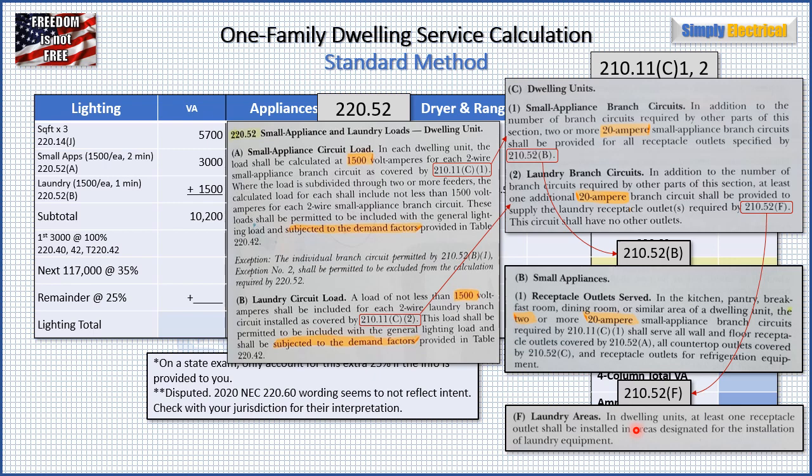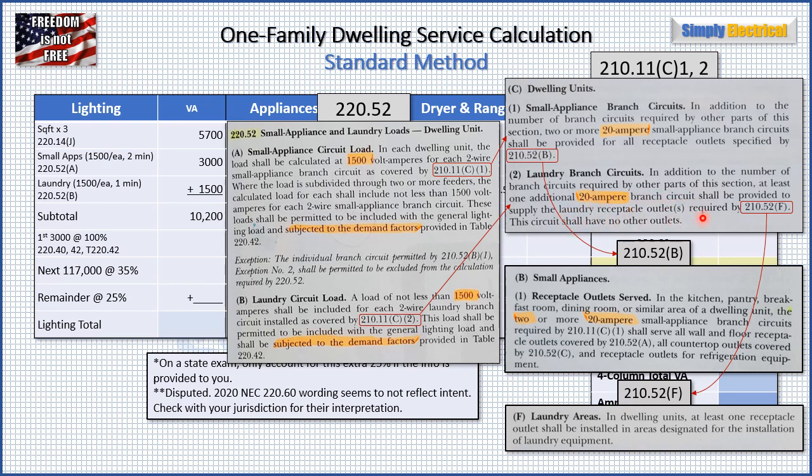Now there's an exception when it comes to multifamily, but since we're dealing with a single family dwelling here, this does apply. So we have to put this laundry circuit in here. Because of that requirement, we have to figure that into our calculation. At least 1 additional 20-amp branch circuit. Now it says this circuit shall have no other outlets. That means we just can't put anything else on this circuit.